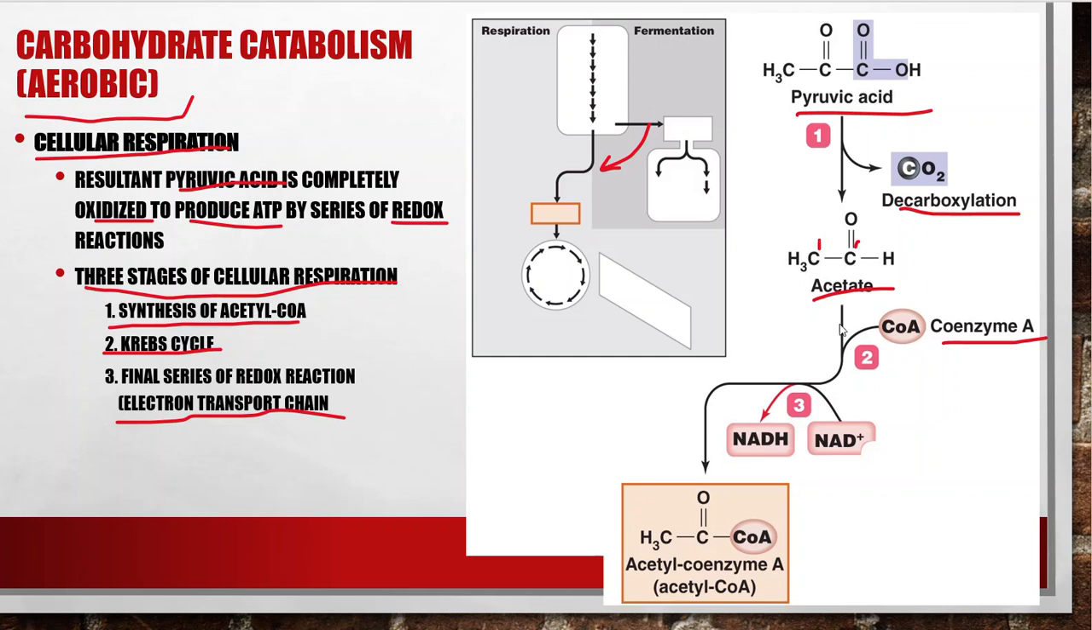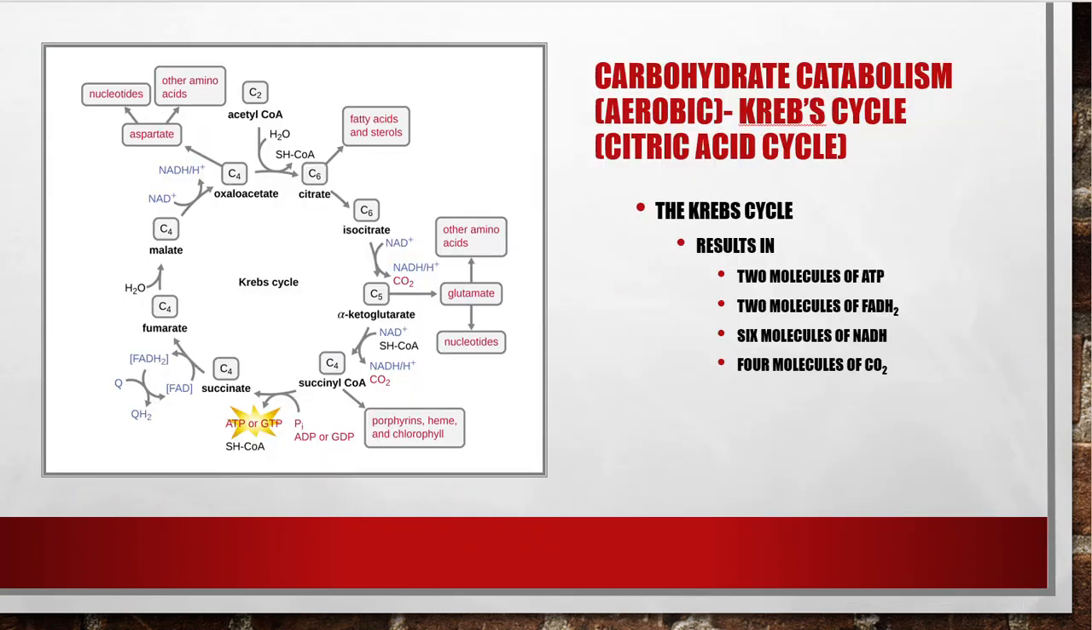Now we need a coenzyme called coenzyme A. Coenzyme A is going to grab onto these guys, or is going to actually bond with them, and it's going to be called acetyl-CoA. And then we have NAD come in and grab a hydrogen and take it to the electron transport chain. And there's our acetyl-coenzyme A.